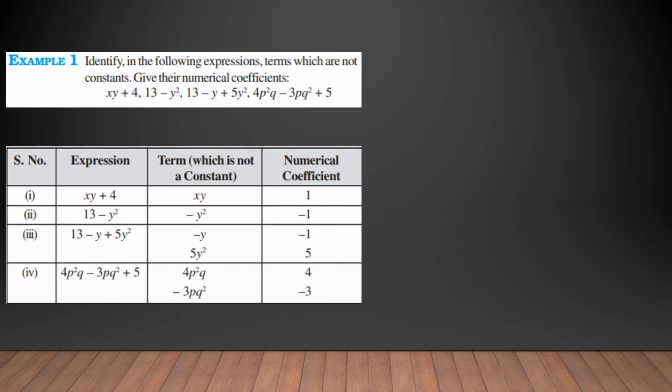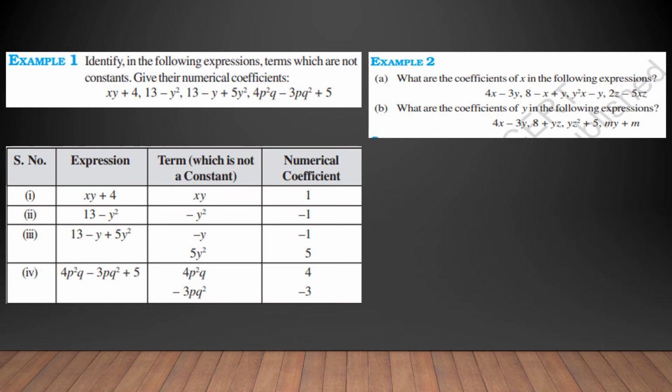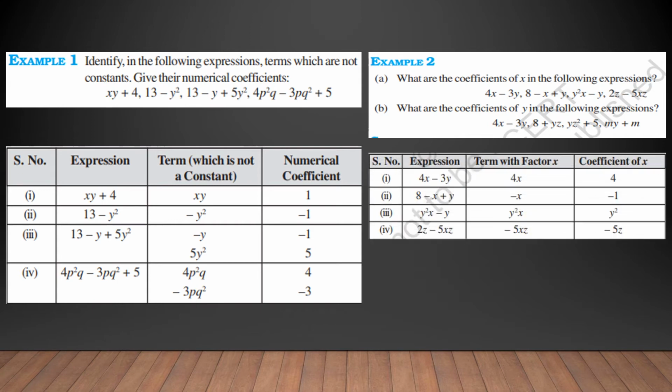Second example, what are the coefficients of x in the following expressions? First one, 4x minus 3y. The term with the factor x is 4x. Therefore, the coefficient of x means the remaining factor in that term. You remove x from the term, the remaining factor is 4. Therefore, the coefficient of x is 4.